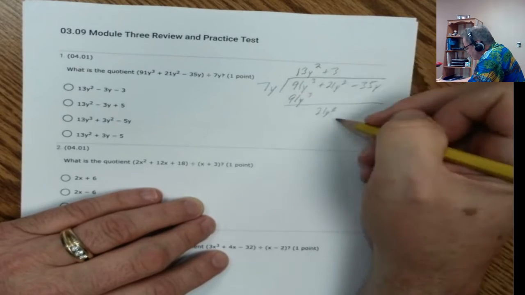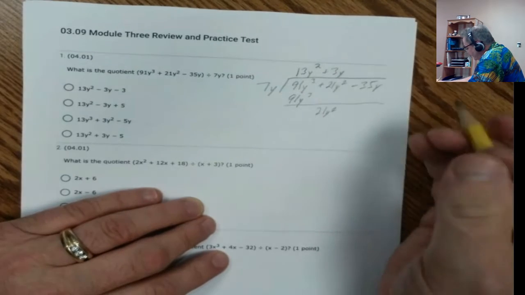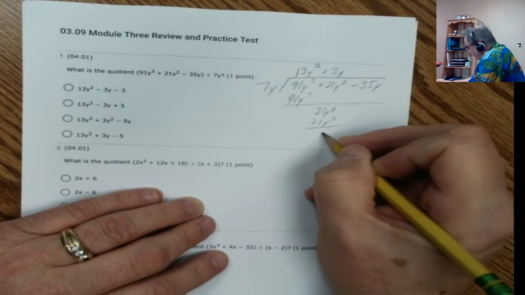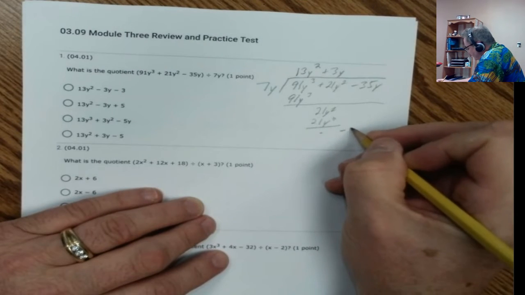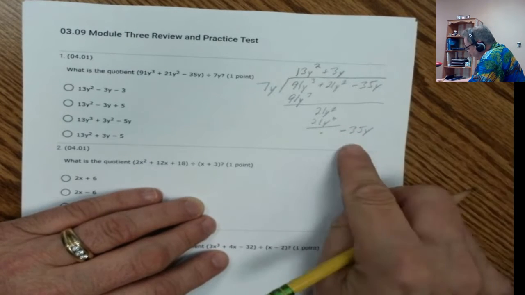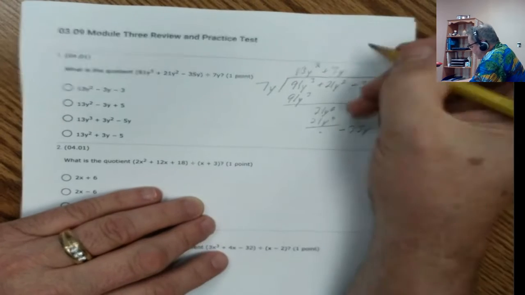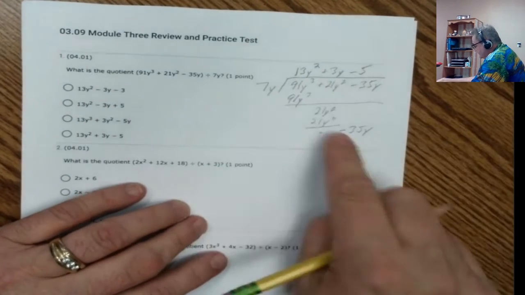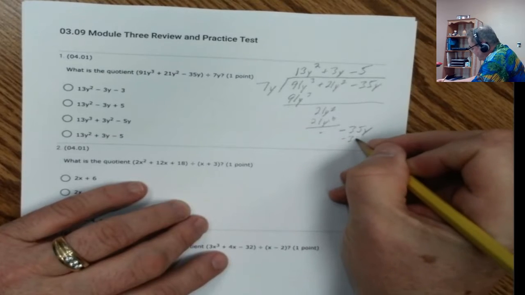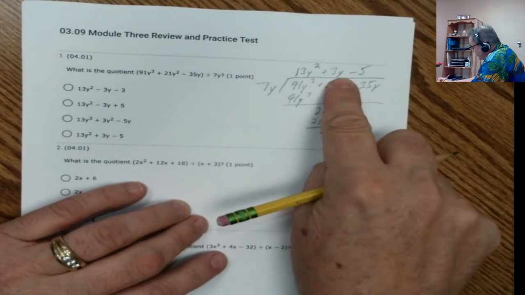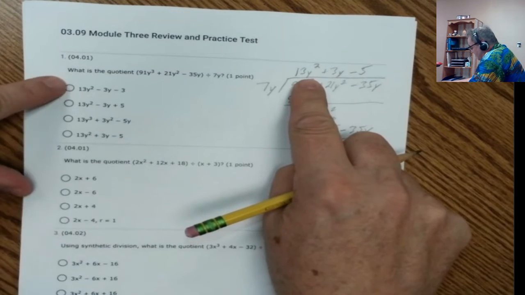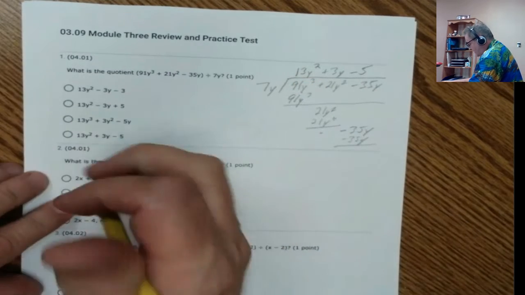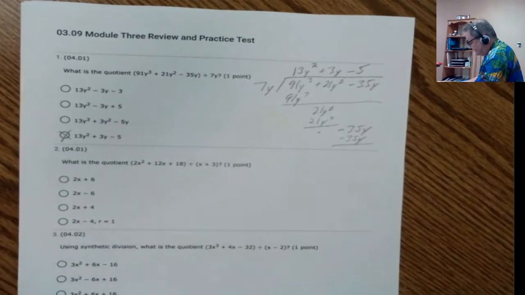3. 7 goes into 21, 3. And y goes into y squared, y times. So when I multiply that, 21y squared, when we subtract that, we have nothing. So bring down the negative 35y, and that will go into that negative 5 times. So negative 5 times 7y is negative 35y. So this is our answer, 13y squared plus 3y, right, minus 5. There we go.